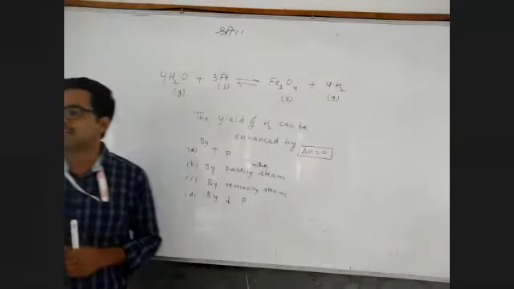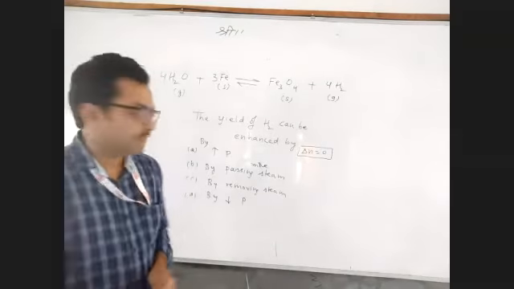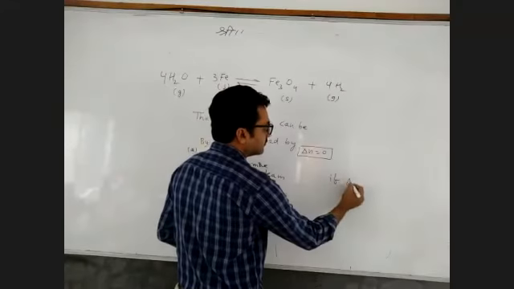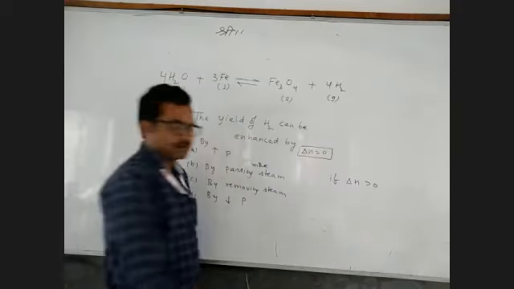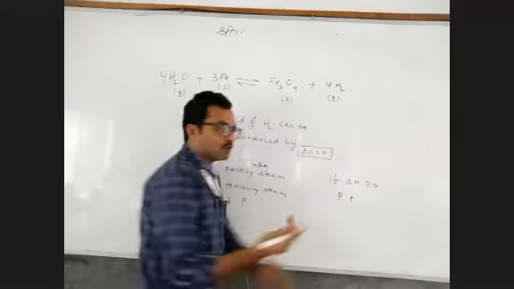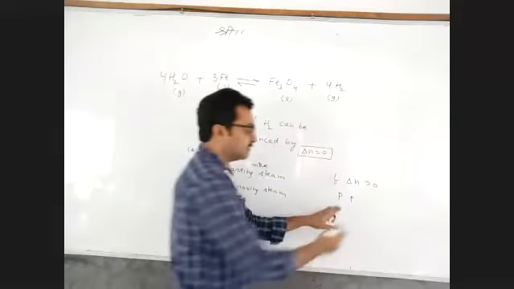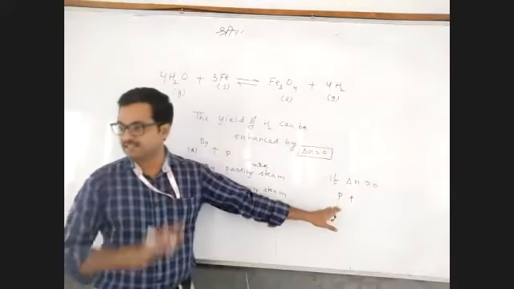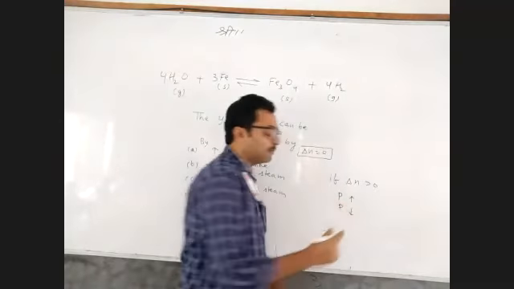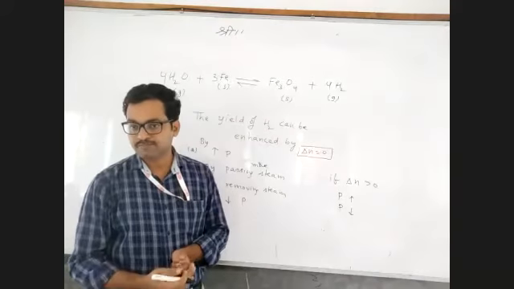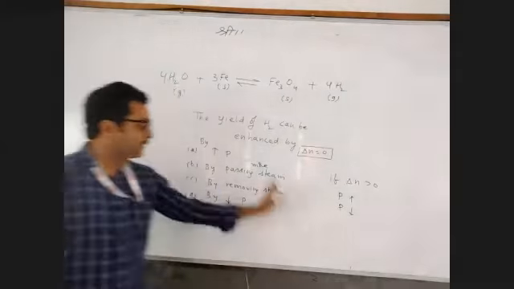If delta N is greater than 0, then if pressure is increased, it will go to the side with the less number of moles, means less volume. If pressure is decreased, where more number of moles are there, that side it will go. So this is the pressure effect. I have given you a shortcut in the notes, check it. But here pressure effect has nothing.